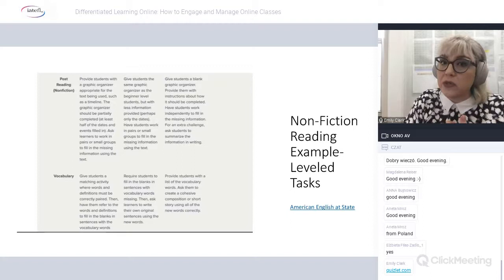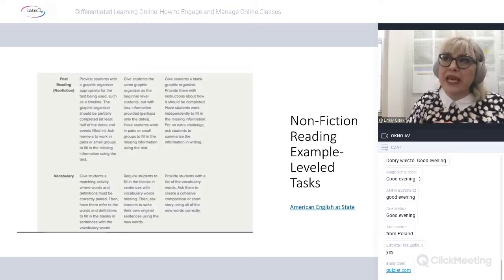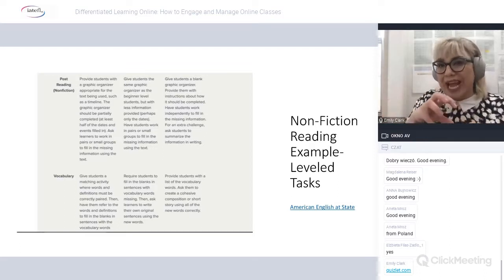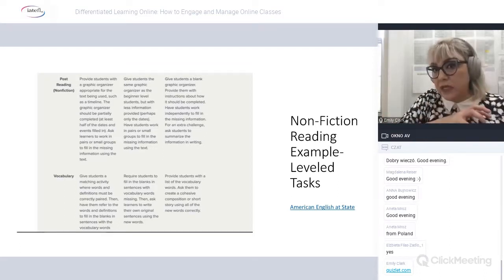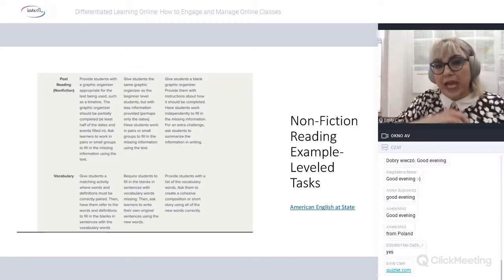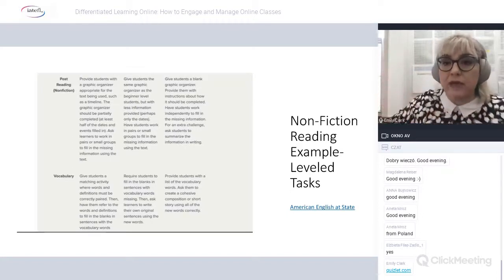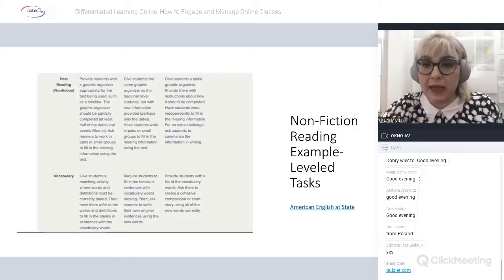So you may be able to take really hard vocabulary that all the students have to learn, but then put it in a task that's easier for the students that need more help. And then again, with the goal of getting all students to be able to understand that vocabulary in the context that they need to do it.